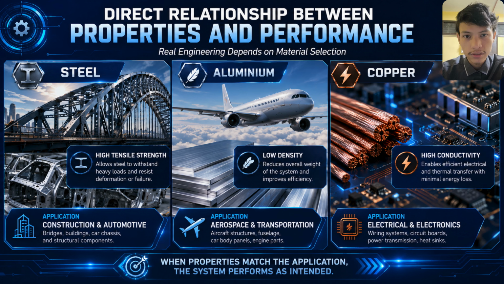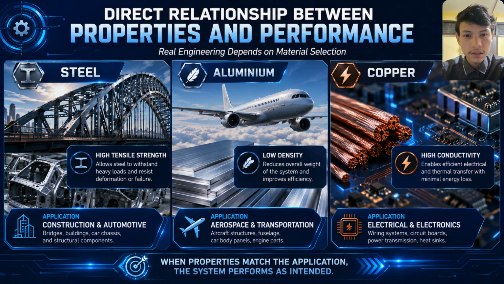So we can see that material properties directly affect the performance of an engineering product. This slide shows real examples of how material properties are used in engineering applications. For steel, its high tensile strength allows structures to carry heavy loads safely. That is why steel is commonly used in construction and automotive industries.